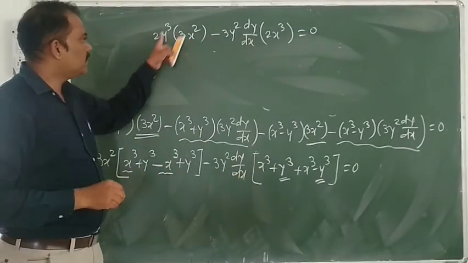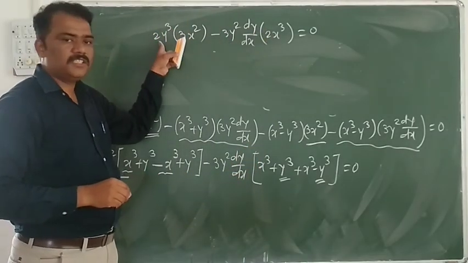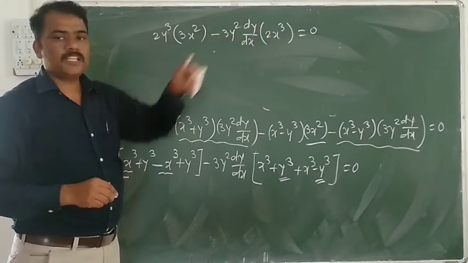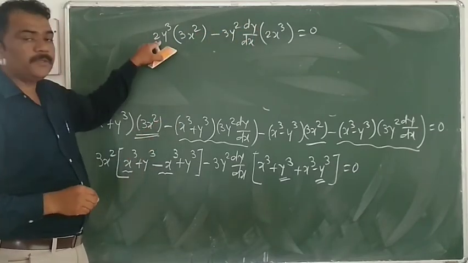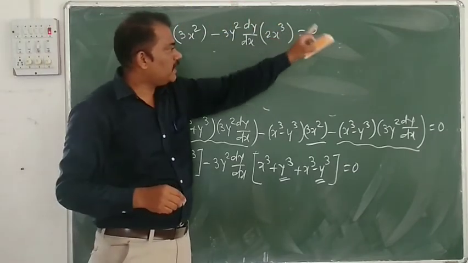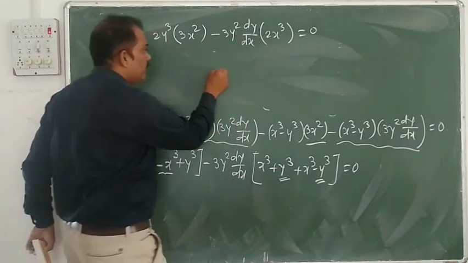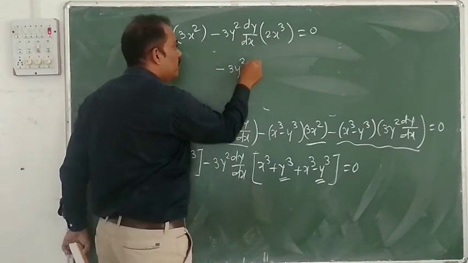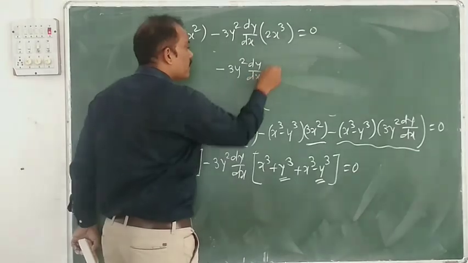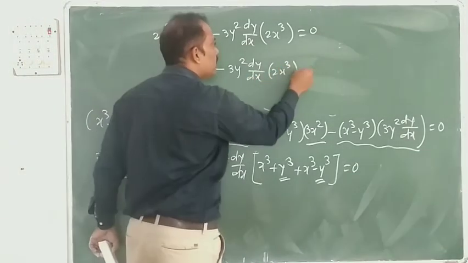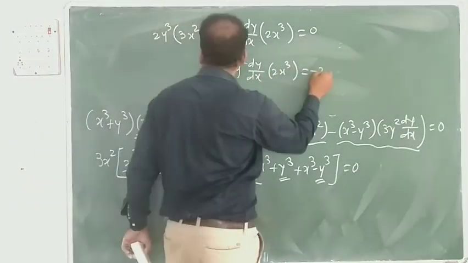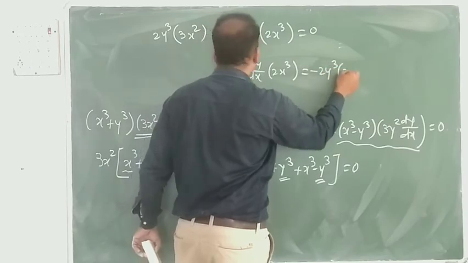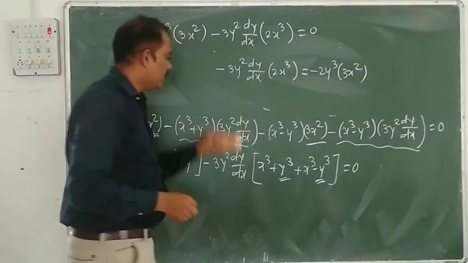Now we have to transfer this term to the RHS. When we transfer it to the RHS, it becomes minus. So that minus 3 times y square dy by dx into 2 times x cube is equal to minus 2 times y cube into 3 times x square.